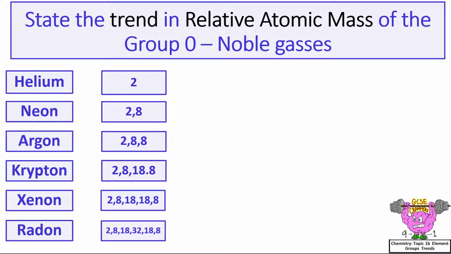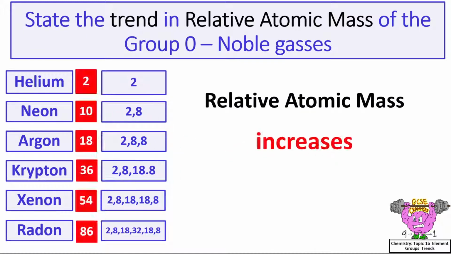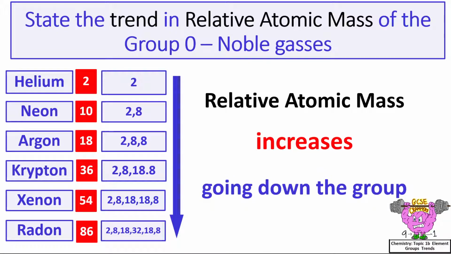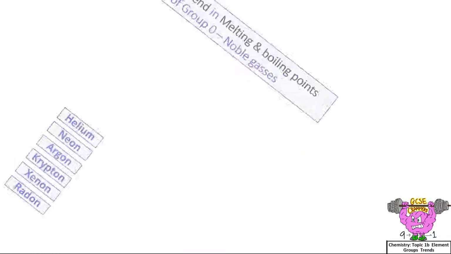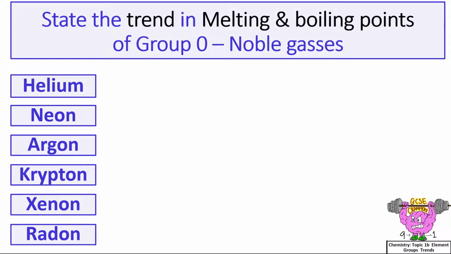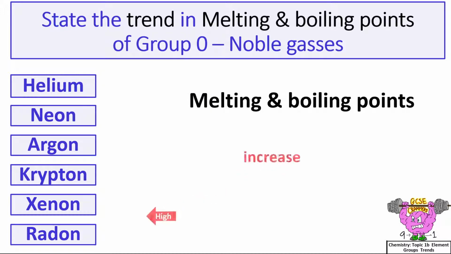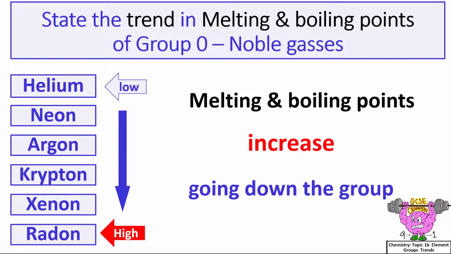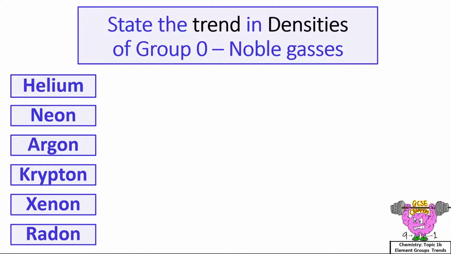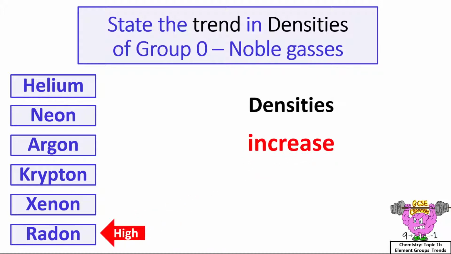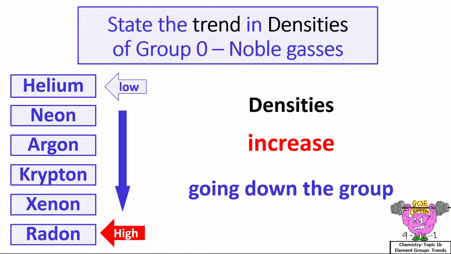State the trend in relative atomic mass of the Group 0 noble gases. The relative atomic mass increases going down the group. State the trend in melting and boiling points of Group 0 noble gases. Melting and boiling points increase going down the group. State the trend in densities of Group 0 noble gases. Densities increase going down the group.